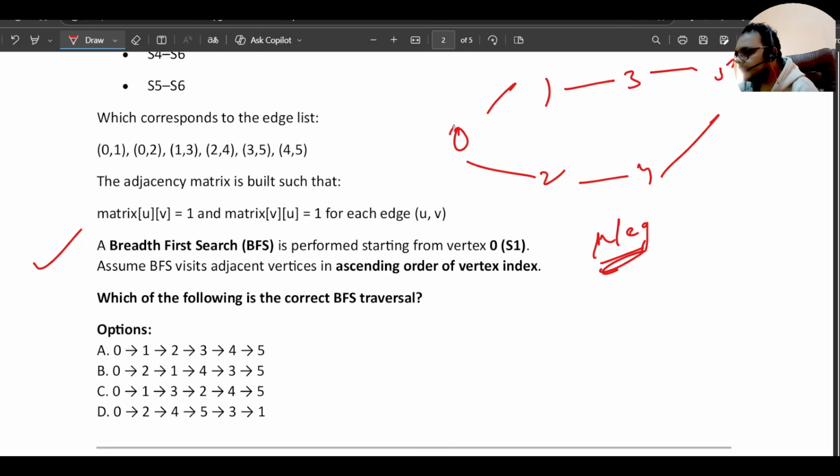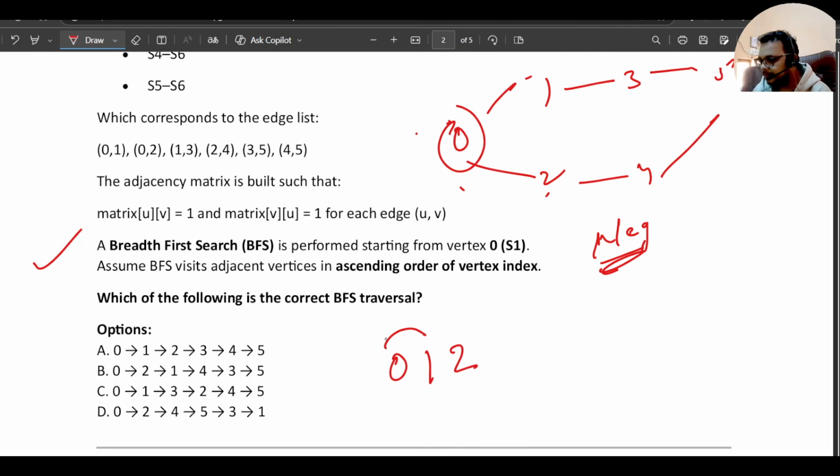First of all, we will print 0, because we are starting with 0. Now see the neighbors. The first neighbor is 1 and the second neighbor is 2. So write 1 here. Don't write 2 first. First write 1, and after writing 1, then write 2.